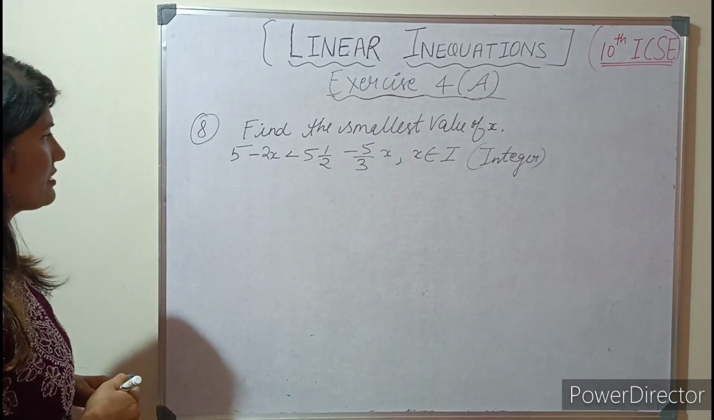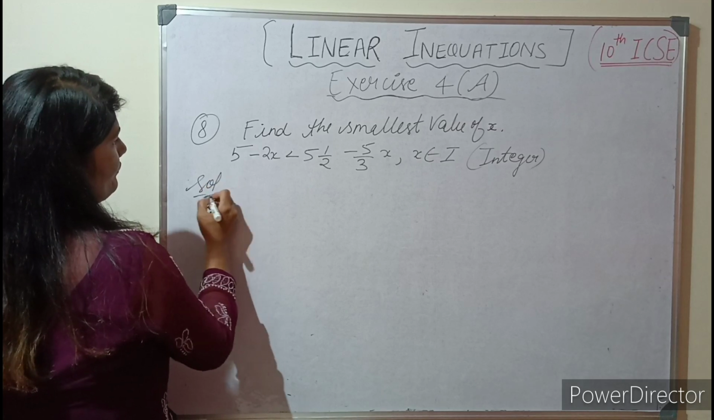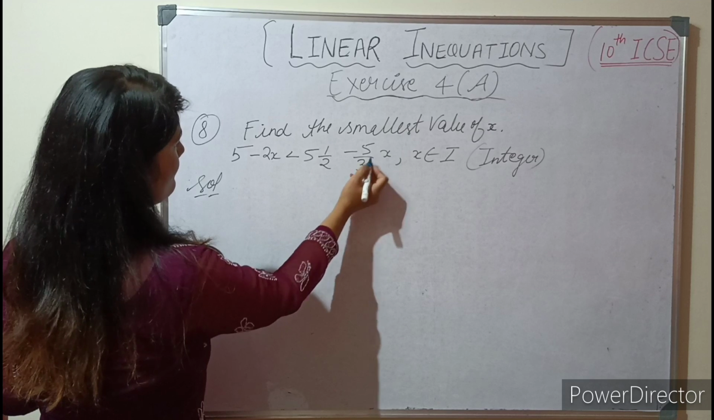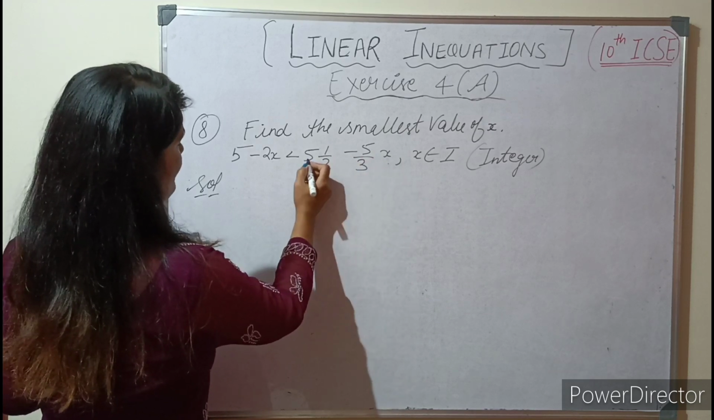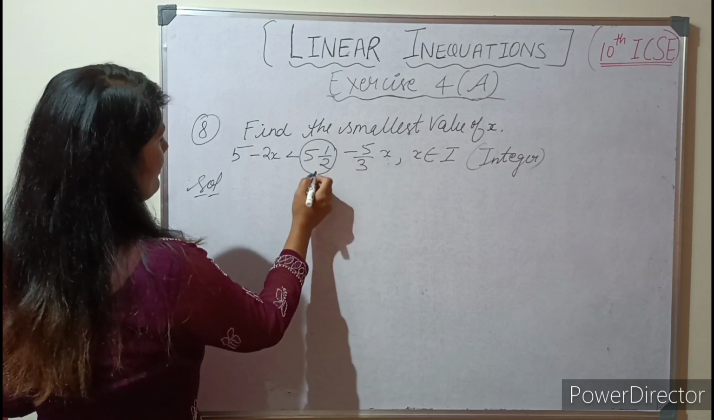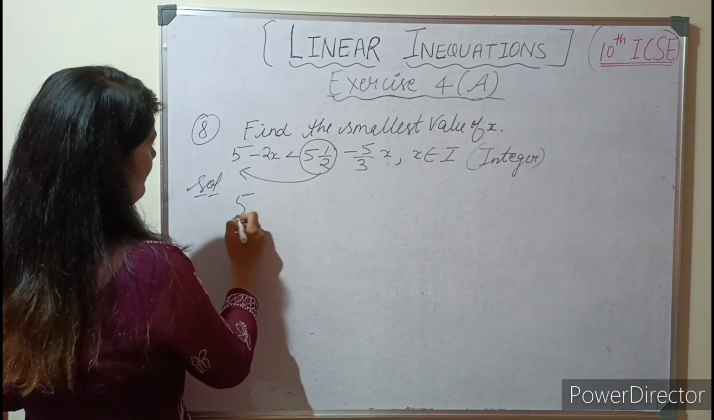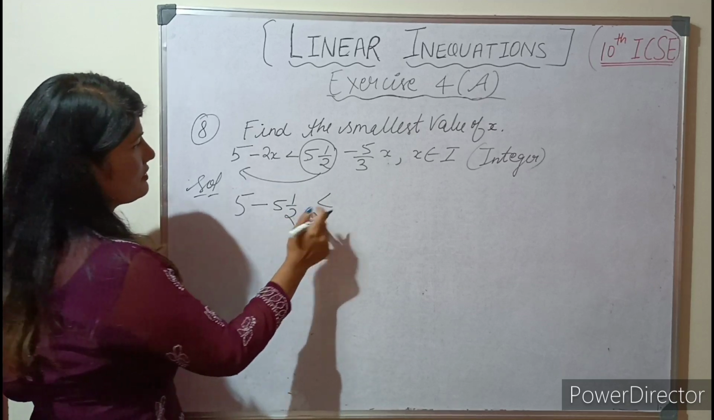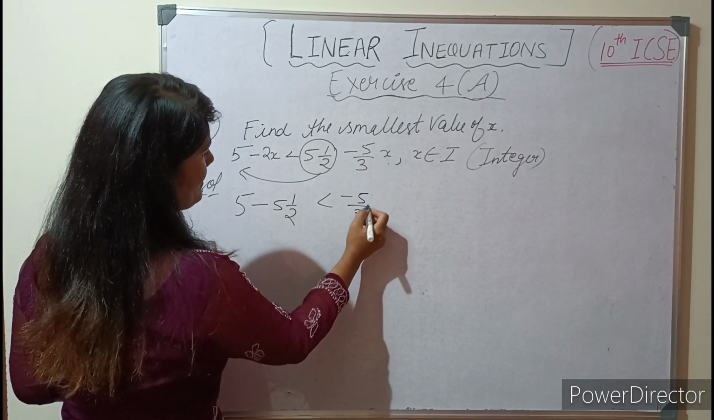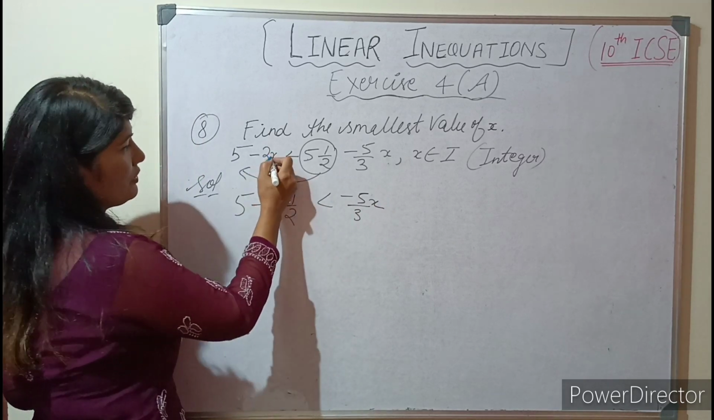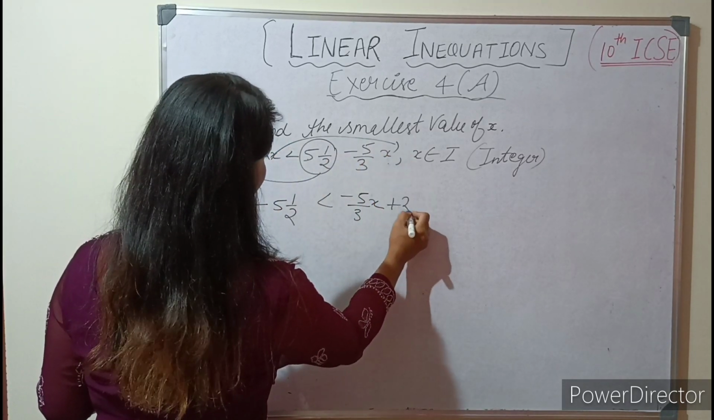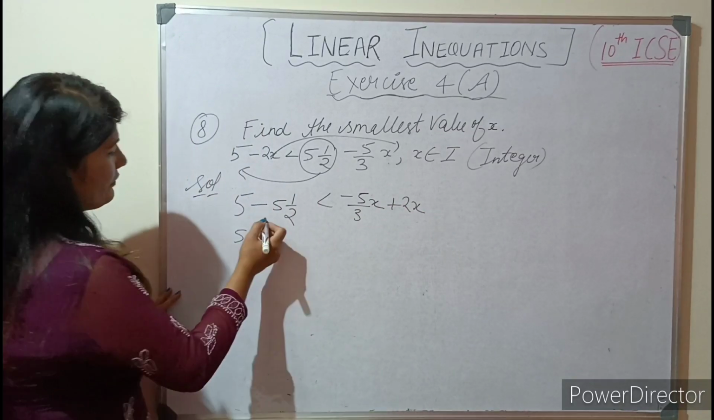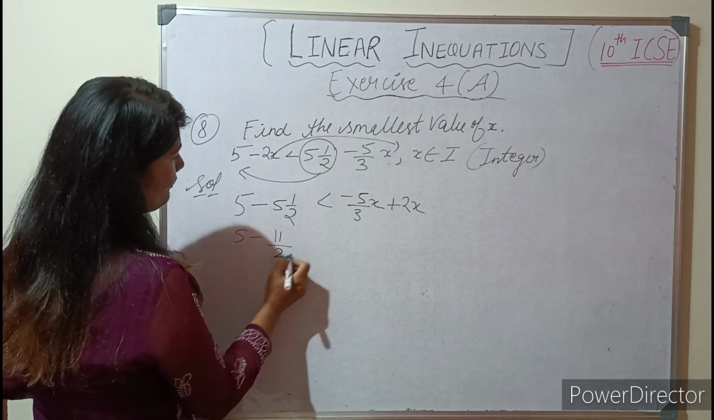So let's start solving this inequation. Here this is 5 minus 2x, and this is minus 5 by 3x, and this is 5 whole 1 by 2. So this 5 whole 1 by 2 will take it to this side, and this is 5 minus 5 whole 1 by 2. The sign will be same as it is. This is minus 5 by 3x, and this minus 2x will go to the other side. This becomes plus 2x. Now here convert this mixed fraction into a simple fraction, and this is 11 by 2.